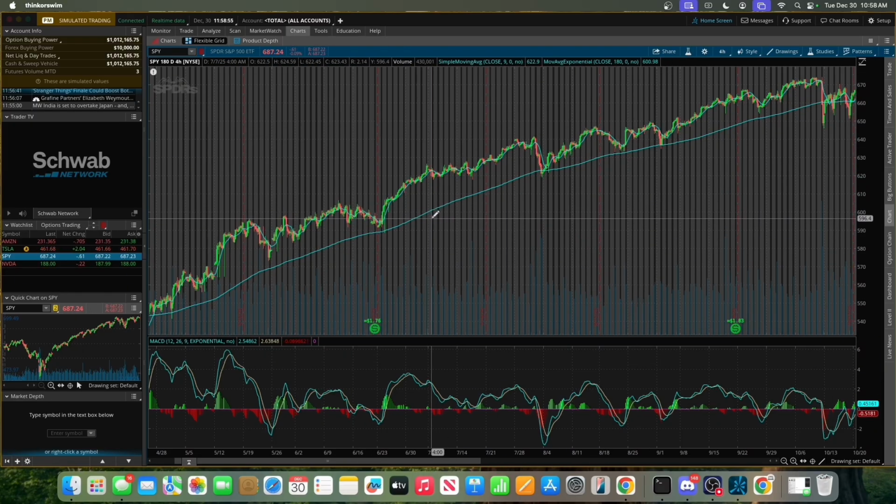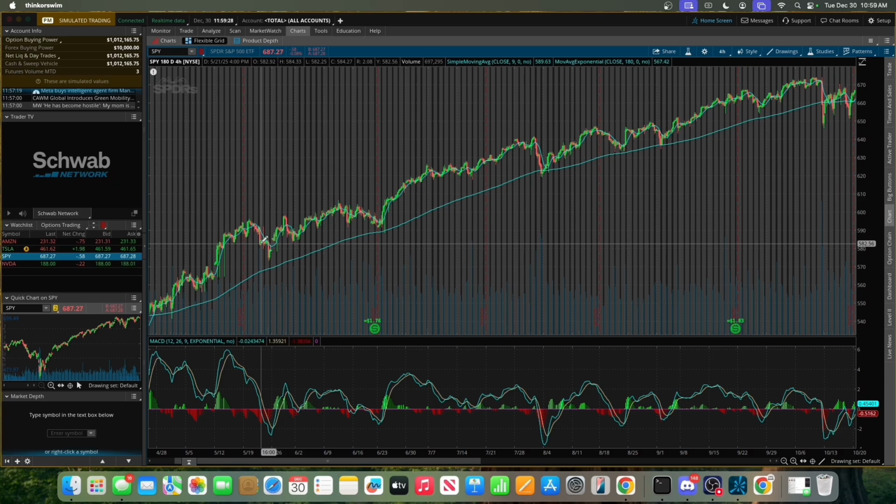You can change it to whatever color you want, but this is SPY from April all the way until October. As you can tell, there's a pretty consistent pattern. The EMA is going up the entire time, and this indicates that this is a bullish pattern. From here all the way up to here, SPY went up 20% in the matter of a couple months.